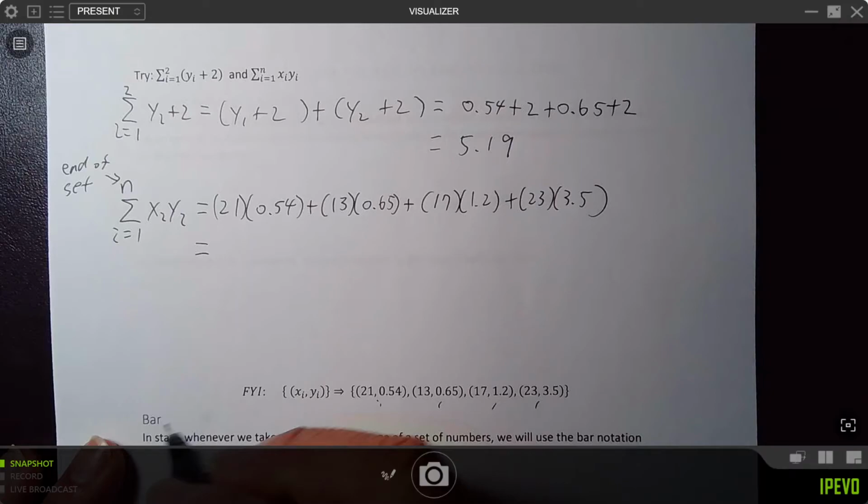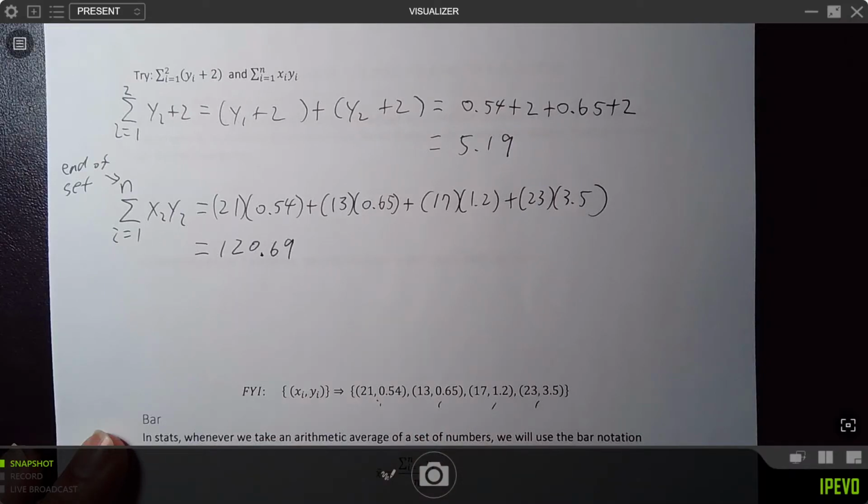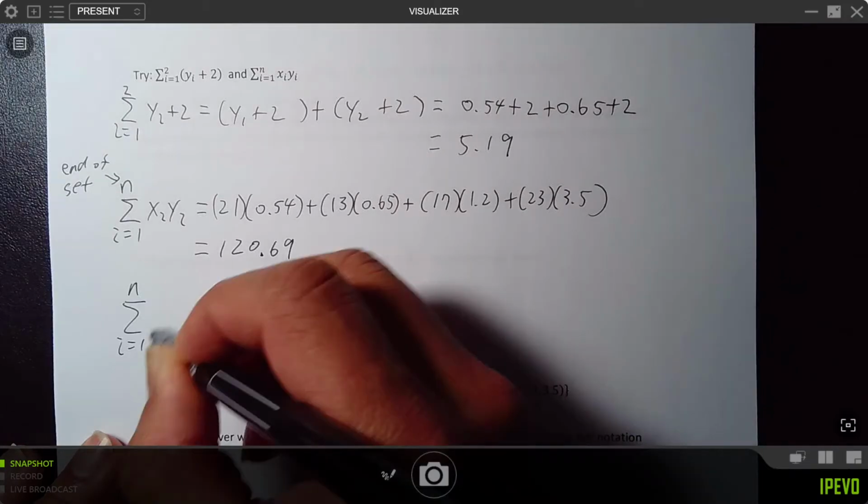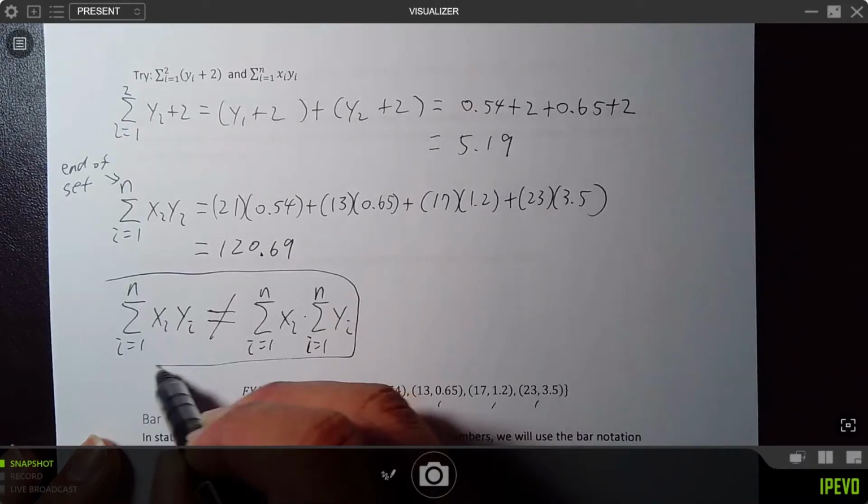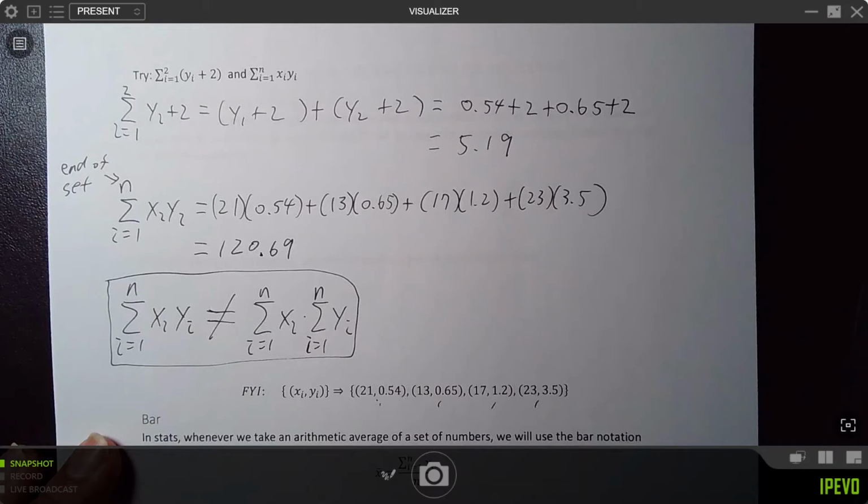By the way, just fair warning, this is a common mistake, and I'll just write it out here. This does not equal this. Okay, just fair warning now that this is not a thing. I see this a lot in previous semesters. Students like to make the same mistake. So basically, to calculate this, you have to do it this way. You cannot just add up all the x values and then add up all the y values and then multiply them together. That's not going to work.